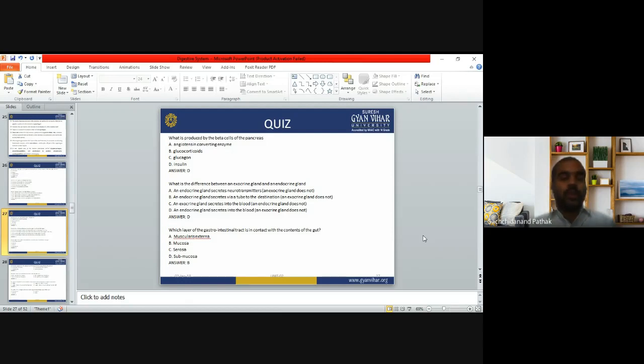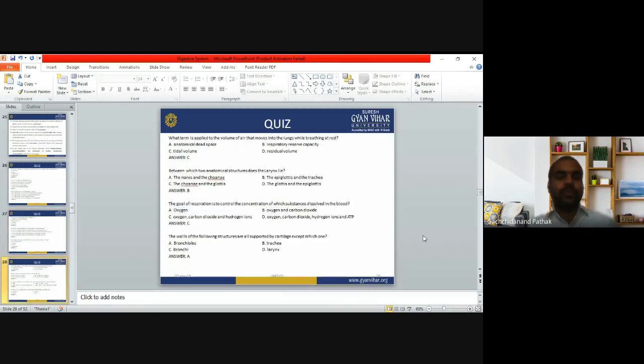Next question. Which layer of the gastrointestinal tract is in contact with the content of the GIT? Which layer? Yes, the most superficial, mucosa. Mucosa is the most superficial layer that will directly contact the food and the contents. So answer B is correct. Mucosa.